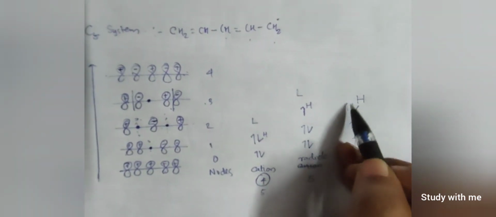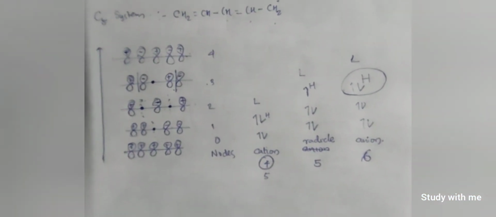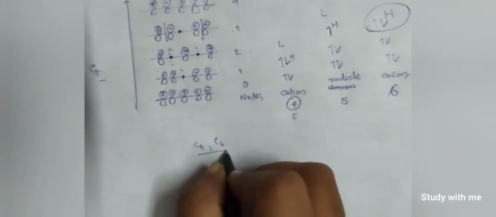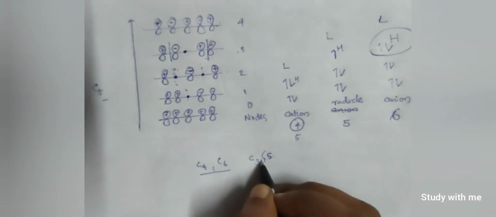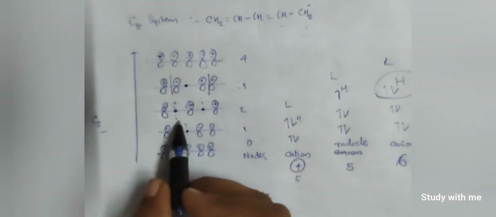And for the anion, it will have 6 electrons. So the first 2 are here, 3 and 4 here, 5 and 6 here. This will be the HOMO, and the upper one will be the LUMO. So we have drawn the C4 and C6 systems first. That will be a simple one, isn't it? Then we drew the C3 system and the C5 system. The C5 system is a little bit difficult because of these nodes, isn't it? Just remember how these nodes are drawn, then it will be simple.